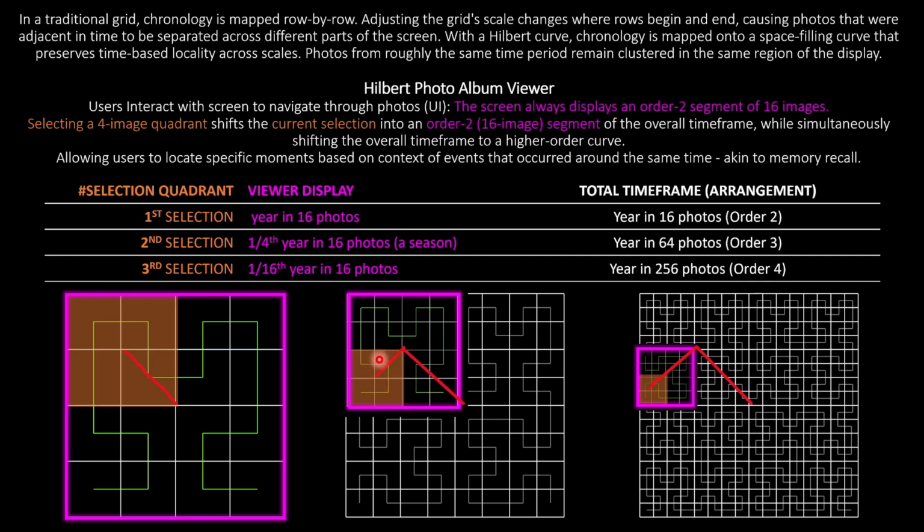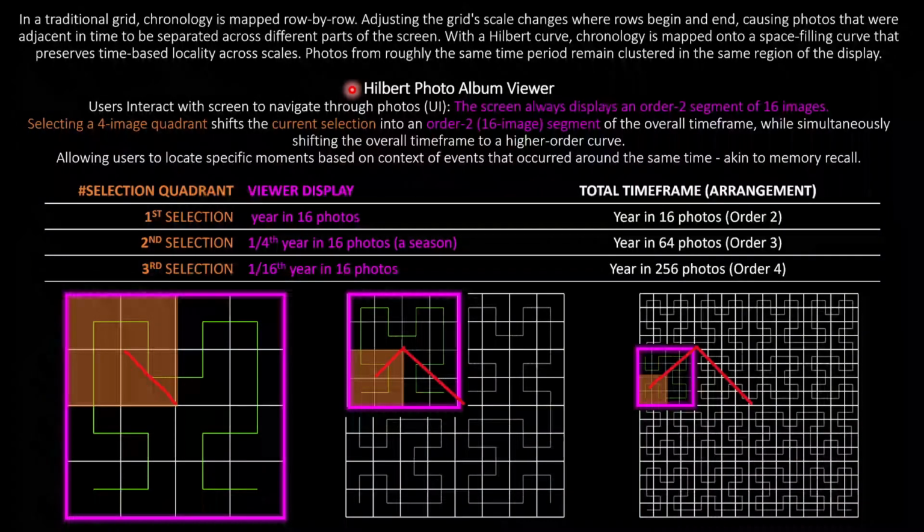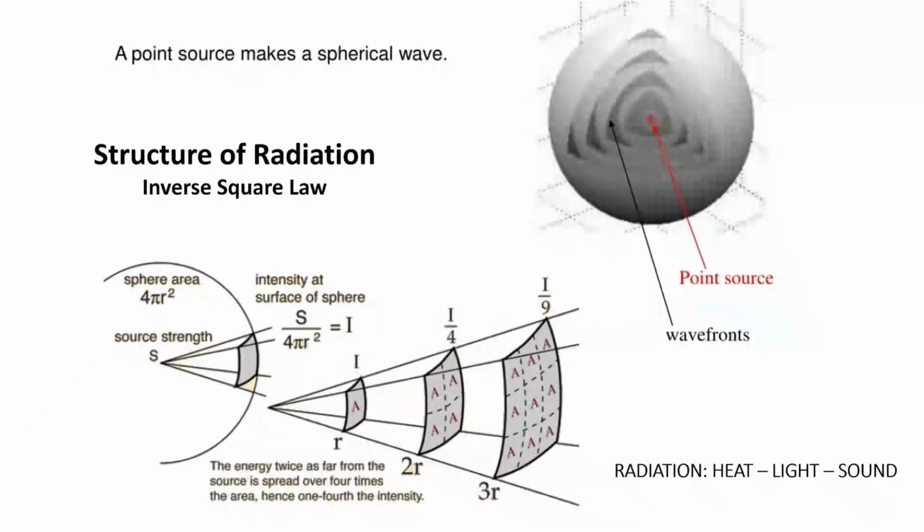Selecting a quadrant of spring upscales the overall dataset to a higher order curve, and the screen will display a quarter of spring in 16 images, arranged chronologically along an order 2 Hilbert curve. The Hilbert photo album viewer allows users to locate specific moments based on context of events that occurred around the same time.